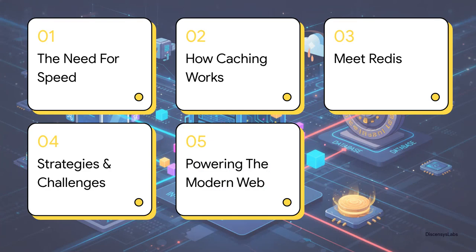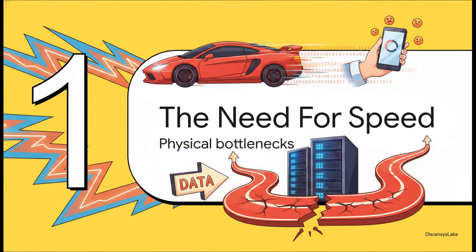Okay, let's dive into this roadmap. First, we'll look at the need for speed, then exactly how caching works, before we officially meet Redis. After that, we'll cover the strategies and challenges, and finally wrap up with how all this powers the modern web. All right, kicking things off with Section 1, the need for speed.